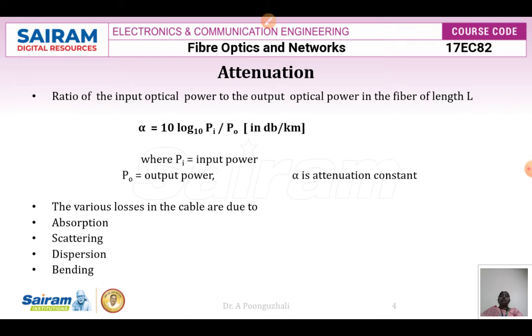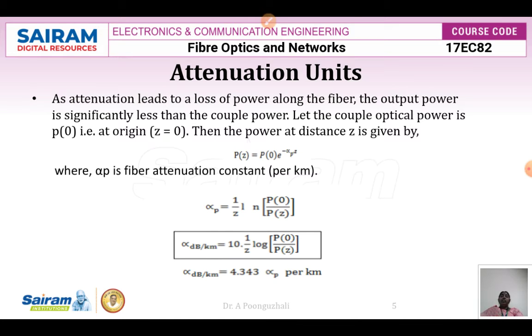So here, in this case, to the base 10 we are going to calculate, and the unit of this attenuation is going to be in dB per kilometer, because we are going to take it per length. Here Pi is nothing but the input power, P0 is the output power, and alpha is the attenuation constant. Now we are going to see the variable losses in the cable: absorption loss, scattering loss, dispersion loss, and bending losses. These are the losses that occur inside the fiber.